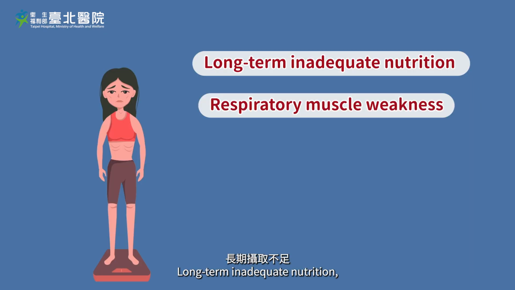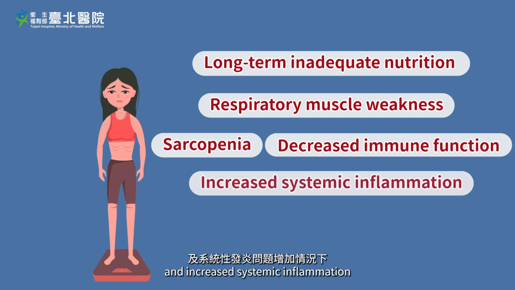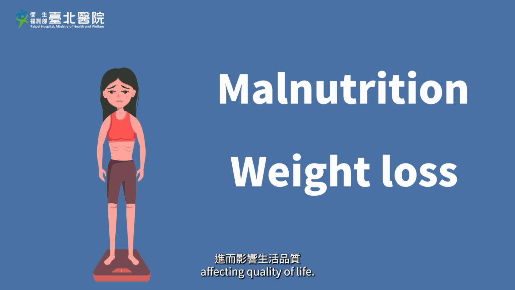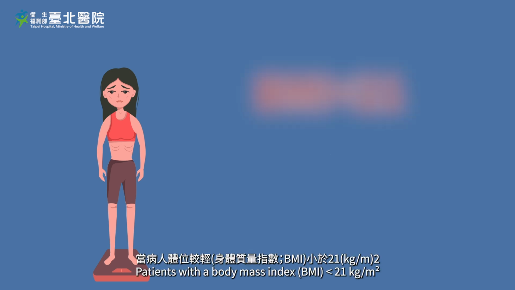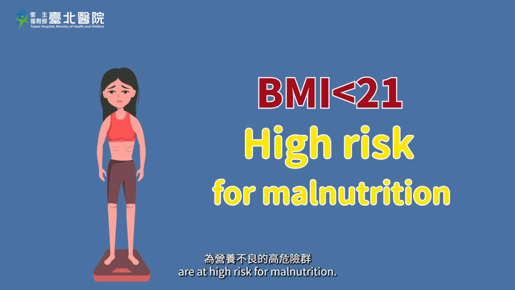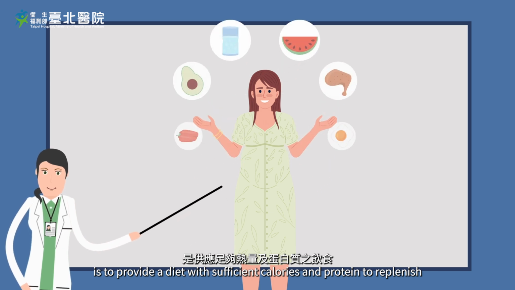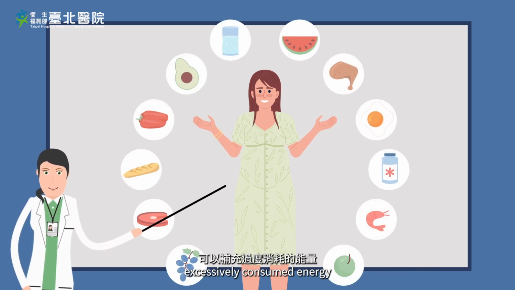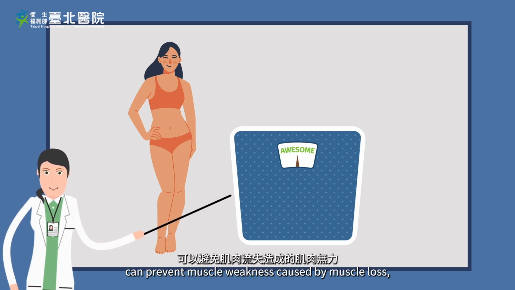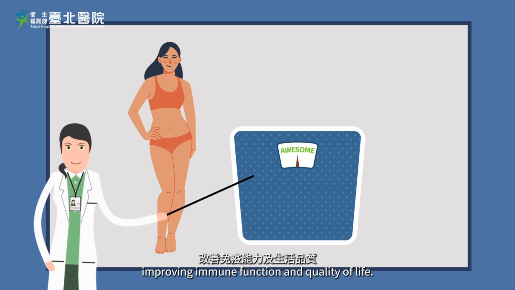Long-term inadequate nutrition, combined with respiratory muscle weakness, sarcopenia, decreased immune function, and increased systemic inflammation, can easily lead to malnutrition and weight loss, affecting quality of life. Patients with a body mass index, BMI, less than 21 kilograms per square meter are at high risk for malnutrition. The goal of nutritional care is to provide a diet with sufficient calories and protein to replenish excessively consumed energy and enhance respiratory muscle function. Increasing or maintaining ideal weight can prevent muscle weakness caused by muscle loss, improving immune function and quality of life.